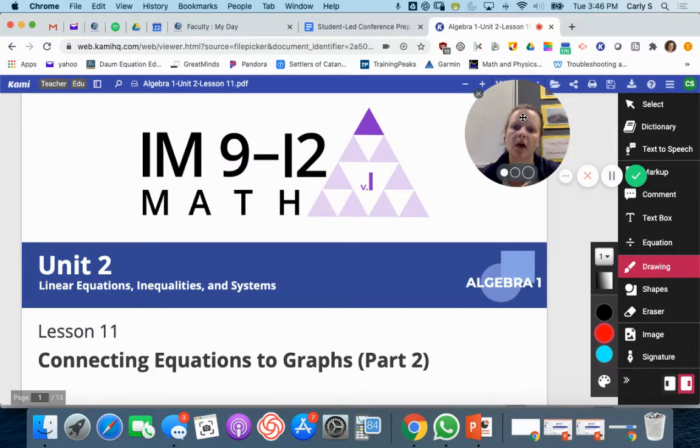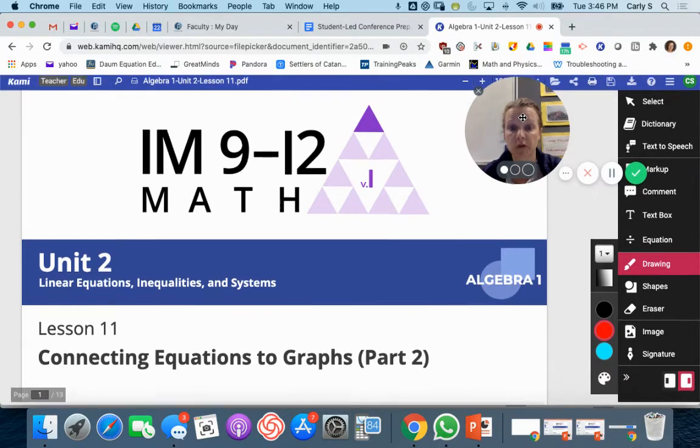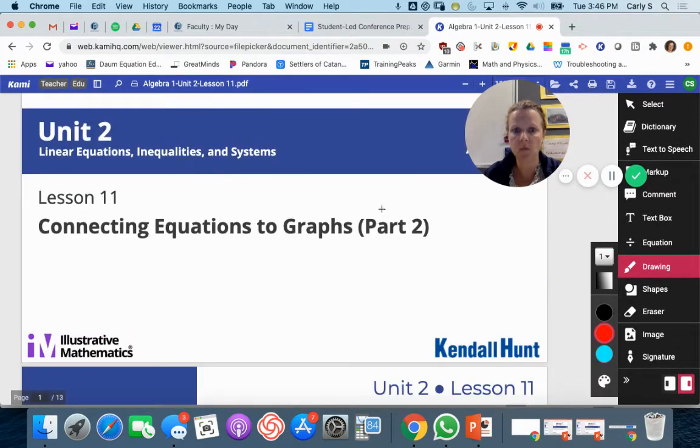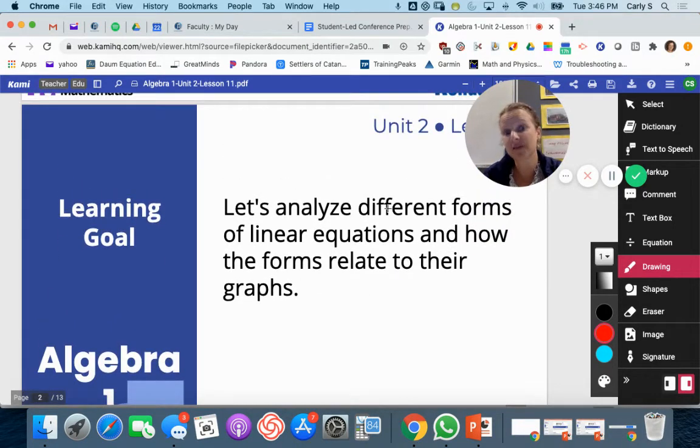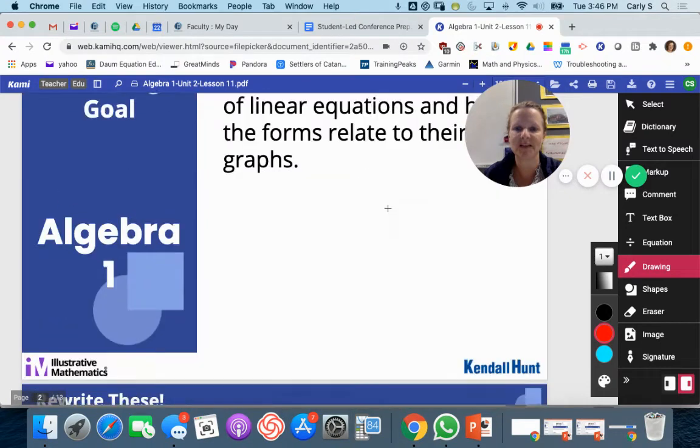We are going to finish up connecting equations to graphs. We started this in the last lesson, lesson 10. So here's part 2. Let's warm up by analyzing different forms of linear equations and how the forms relate to their graphs.